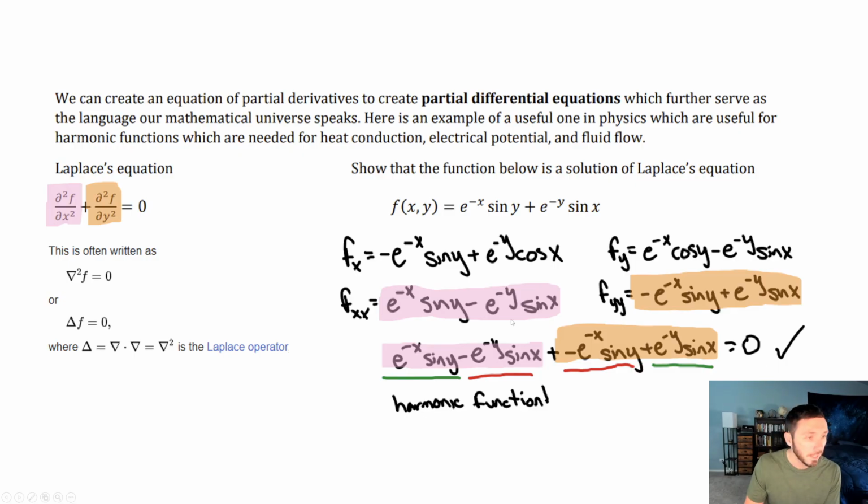This is harmonic. So another way of writing this notation is to use this del notation. So this is called the gradient operator, and we're going to unpack this a whole lot more very soon.